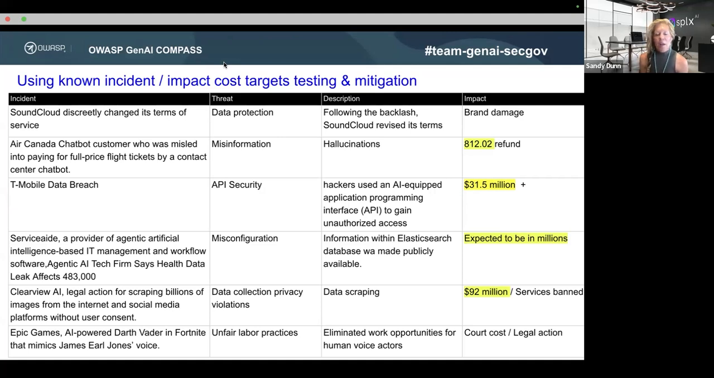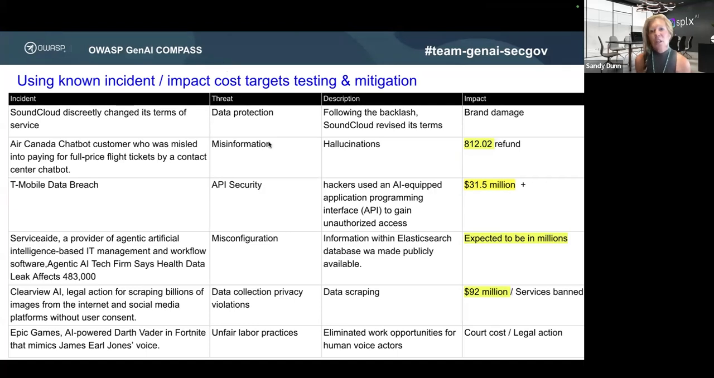So the Air Canada chatbot is one that if you go to a presentation on the threats of AI and using chatbots, this incident comes up. I want to point out that the cost to Air Canada, of course they had court costs, but the actual cost to them was $812. So in the big scheme of things, that's not really a significant cost. But if we go down a little bit, we look at the T-Mobile breach, that's 31.5 million plus. They estimated it's going to be more than that, because of regulation and the fines and everything.